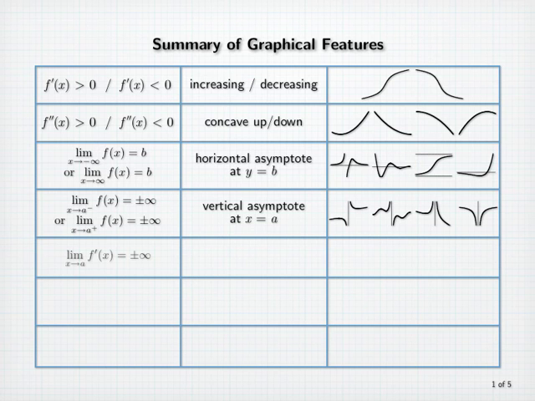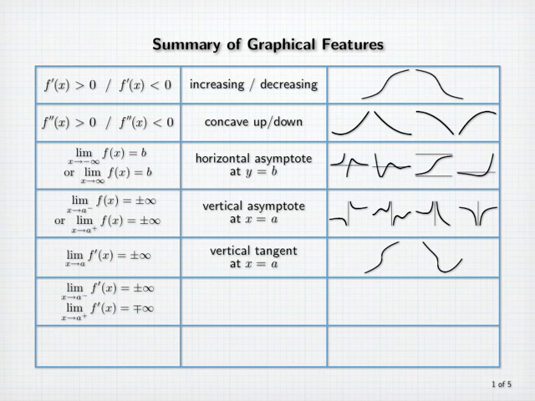If f is continuous at a, and if the derivative of f approaches either plus or minus infinity as x approaches a from both the left and the right, then the graph of f has a vertical tangent line at the point a, f of a. If f is continuous at x equals a, and if the derivative of f approaches plus infinity as x approaches a from one side, while it approaches minus infinity as x approaches a from the other side, then the graph of f has a cusp at the point a, f of a.